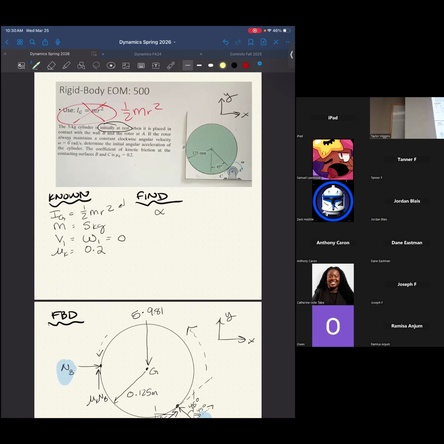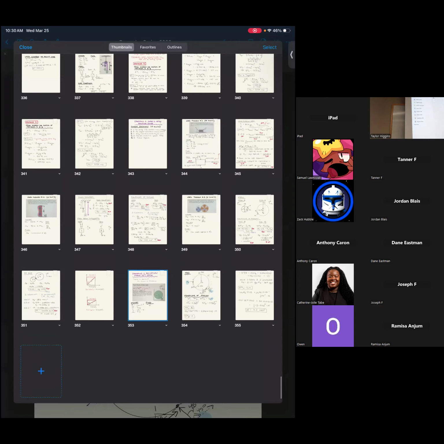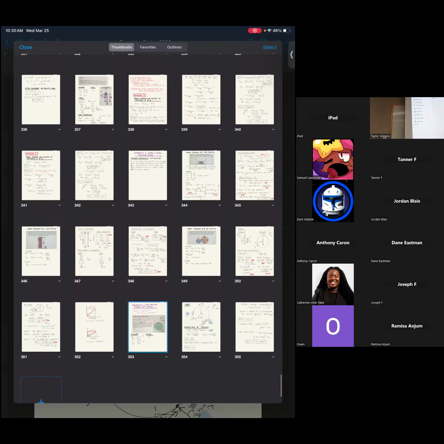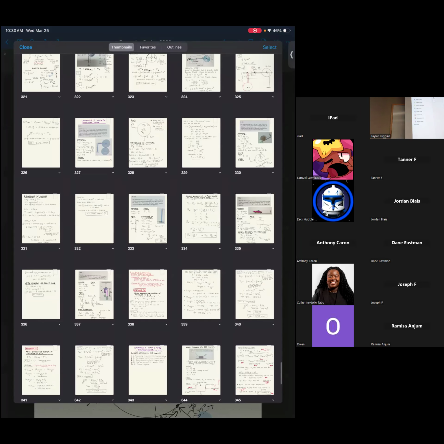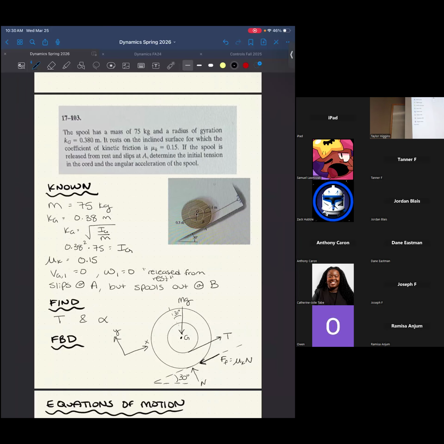Okay, anything else? I have a question. This was on homework 7. Okay, I guess it's this topic. At some point you used the roll without slip equation, I think, which is acceleration equals R times angular acceleration. Let's talk about it. I'll pull it up. It's this one. Yep.